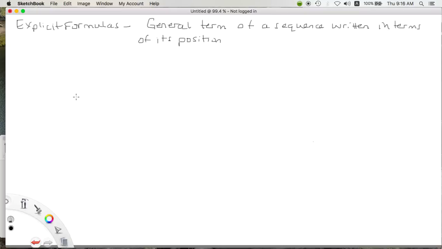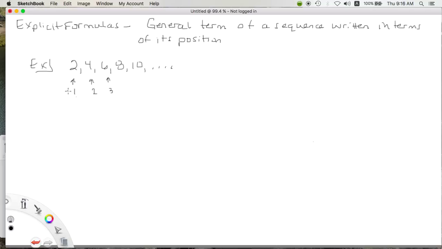All right, an explicit formula for a sequence is a general term of a sequence, and it's written in terms of its position, that n number, instead of being written in terms of the previous one as it was for a recursive formula. So for example, if we have a sequence that says 2, 4, 6, 8, 10, and so on and so forth, then we can look at this and say, well, this is position 1, and this is position 2, and this is position 3. So is there something that we can do with these numbers to get what the terms of our sequence are?